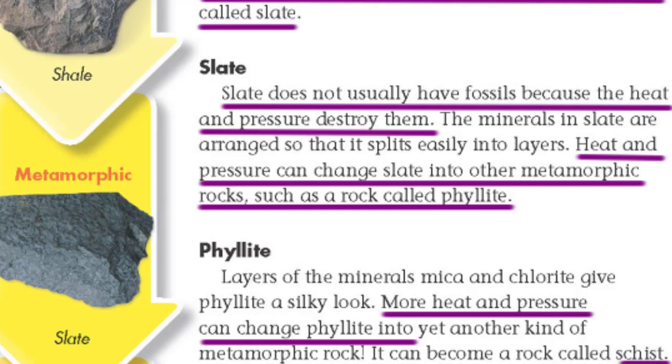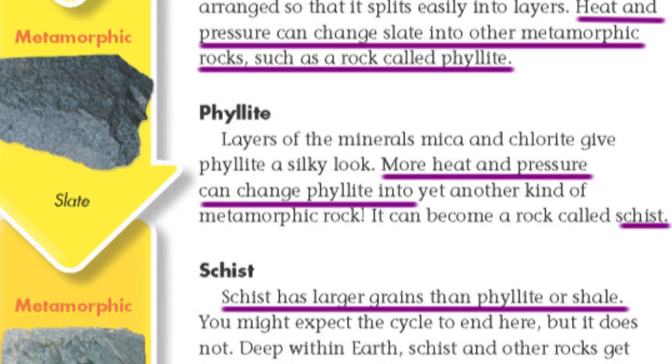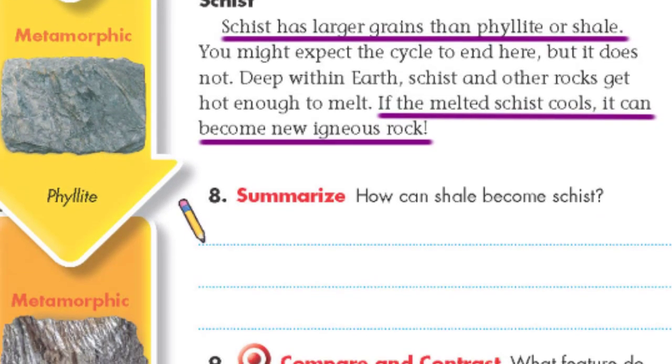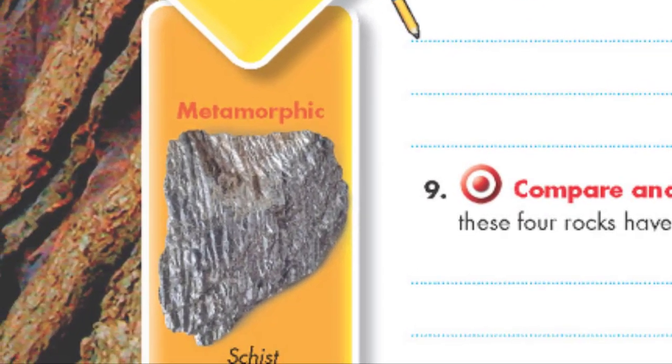More heat and pressure can change slate into other metamorphic rocks, such as a rock called phyllite. So the third type is phyllite. Phyllite is a rock in which layers of minerals, mica and chlorite, give phyllite a silky look. Look guys, the phyllite has a silky look. More heat and pressure can change this phyllite into a new kind of metamorphic rock. It can become a rock called schist. Schist is the fourth stage in this change. Schist has larger grains than phyllite. So guys, we have four steps here.